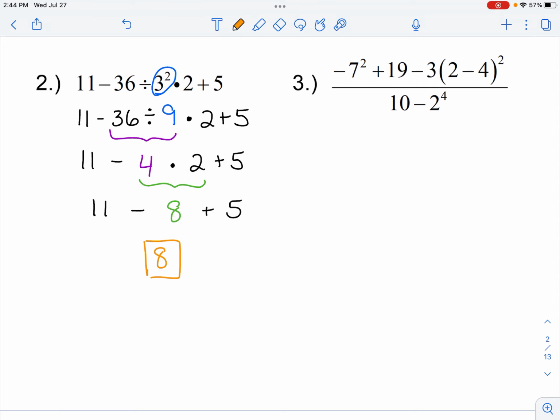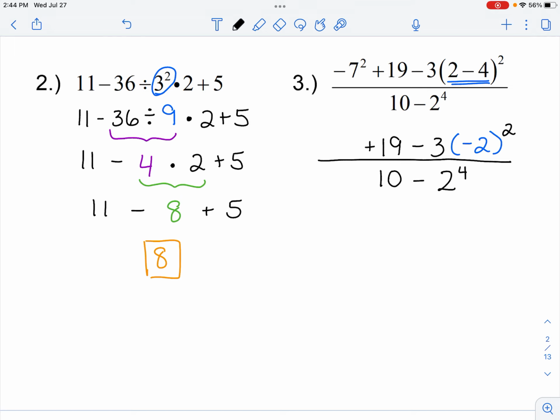All right, and then for problem number 3, we've got to be really careful when it comes to exponents, especially with signed numbers. Now, I see parentheses, so I'm going to deal with that to start off. So 2 minus 4 is negative 2. All right, and then I still have the squared outside of it, the minus 3 in front of it, the plus 19 in front of that. Minus 7 squared. Okay, there's the rest of the problem.